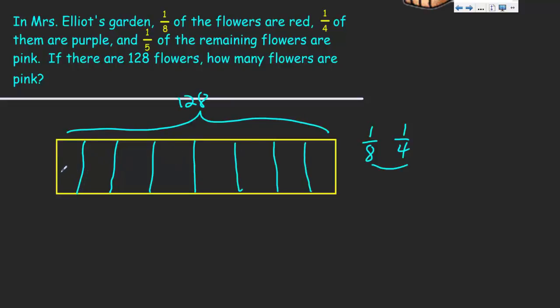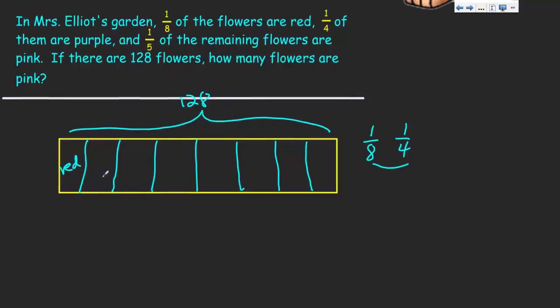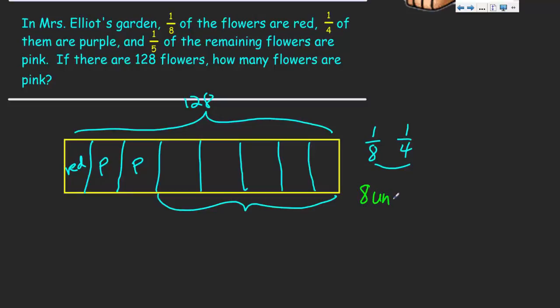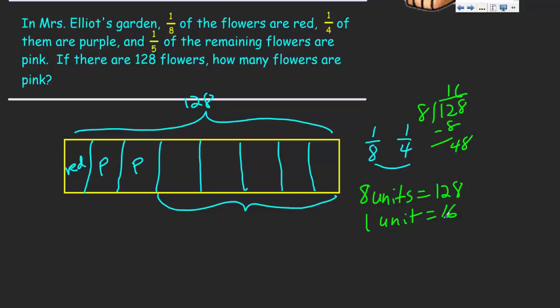1/8 of the flowers here, we could write that these are red, okay? And then because the purple flowers are 1/4, we talked about it being double. That's like two of these together. 1/8 plus 1/8 is 2/8, and 2/8 is equal to 1/4. So if I have 8 units, that is equal to the 128. So 1 unit would be equal to 128 divided by 8. We've already established this one: we get 16. So 1 unit is equal to 16.